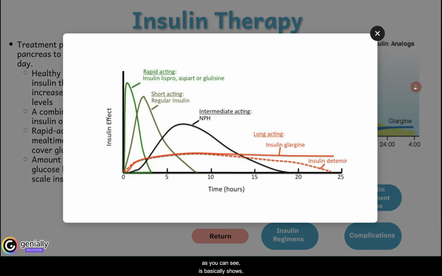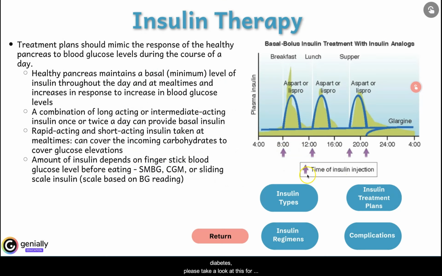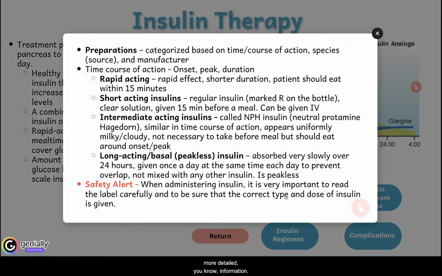Okay, so this over here shows the effects of the different types of insulin. When you're reviewing the pharmacology for type 1 and type 2 diabetes, please take a look at this for more detailed information. Okay, what are the different types of insulins? They're different preparations.